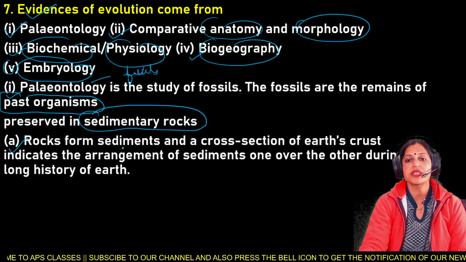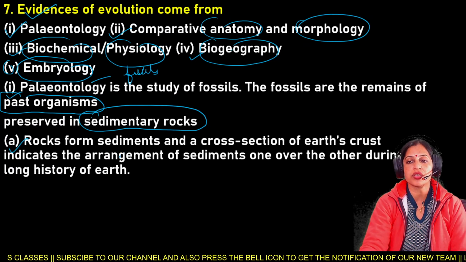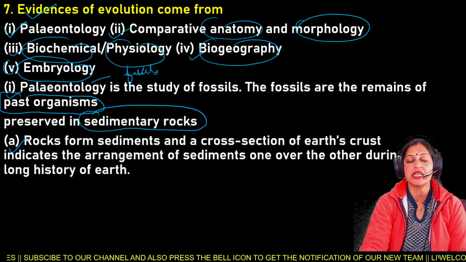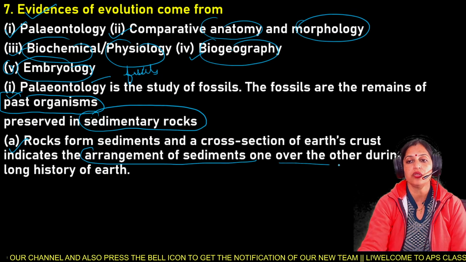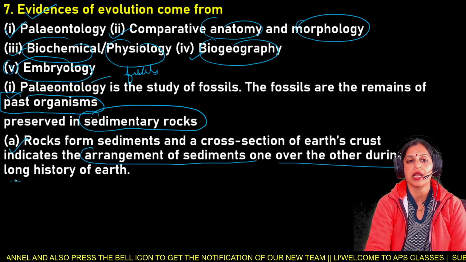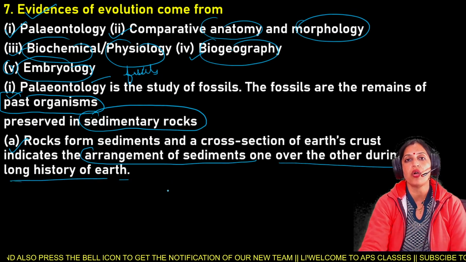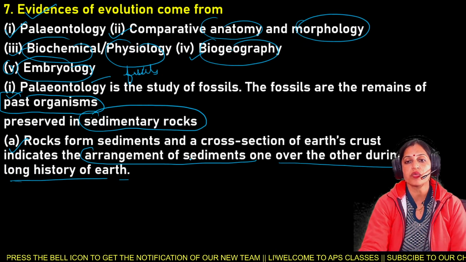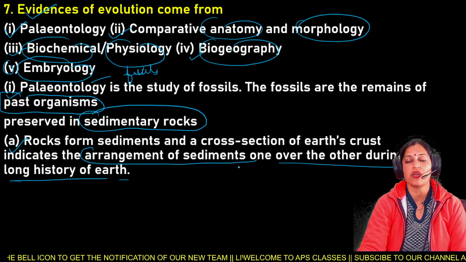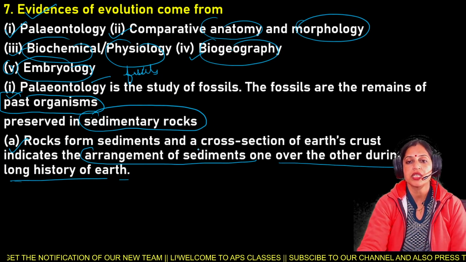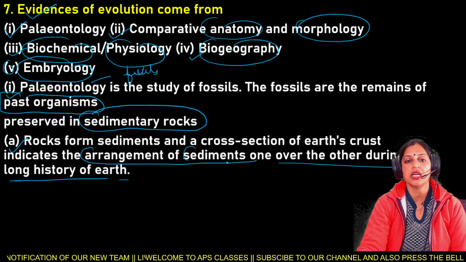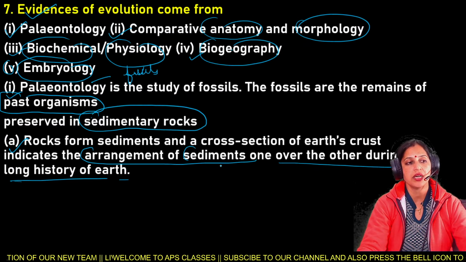Rocks form from sediments, and a cross section of the earth's crust indicates the arrangement of the sediments one over the other during the long history of the earth.